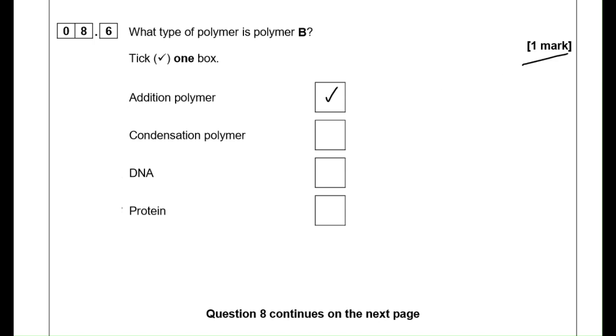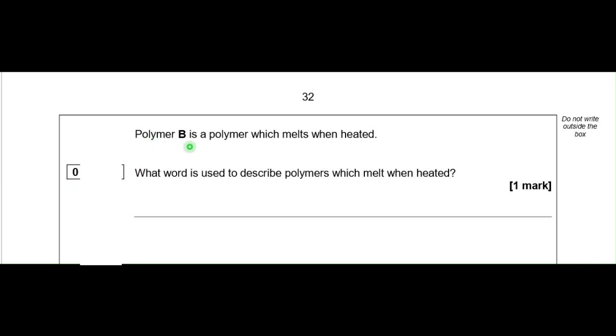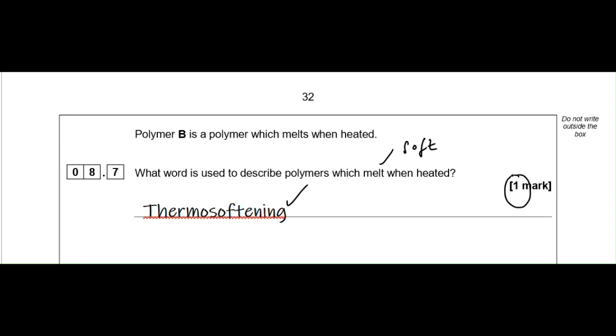Over the page, 8.7. Polymer B is a polymer which melts when heated. What word is used to describe polymers which melt when heated for 1 mark? It's a simple recall. When something melts, it goes soft. That's the clue. So this is a thermosoftening polymer. Okay, thermosoftening, 1 mark.